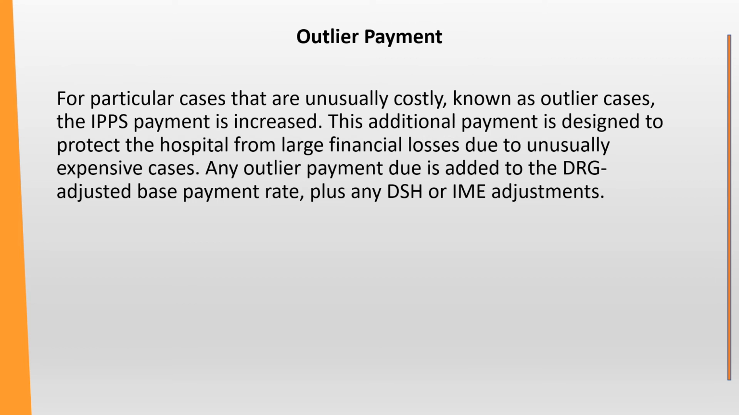Outlier payment. For particular cases that are unusually costly, known as outlier cases, the IPPS or Inpatient Prospective Payment System payment is increased. This additional payment is designed to protect the hospital from large financial losses due to unusually expensive cases. Any outlier payment due is added to the DRG adjusted base payment rate plus any DSH or IME adjustments.